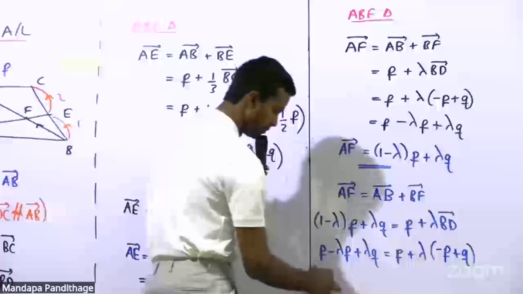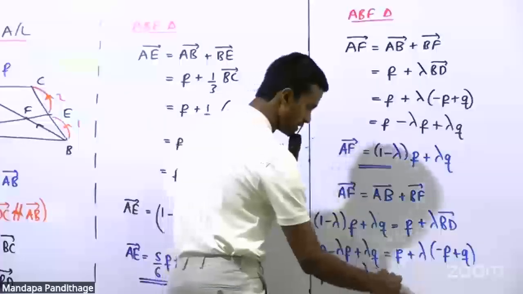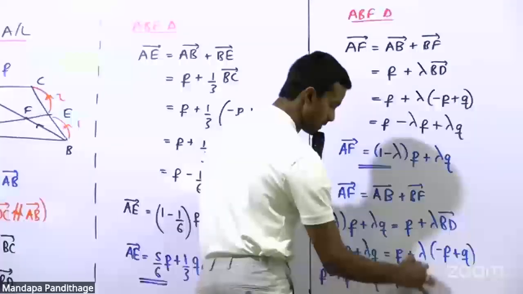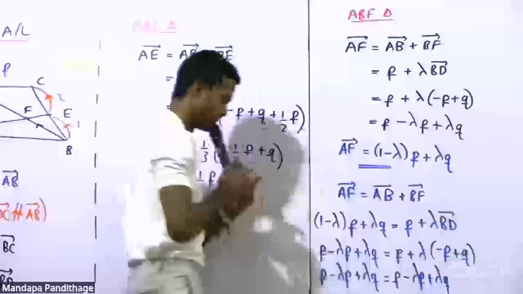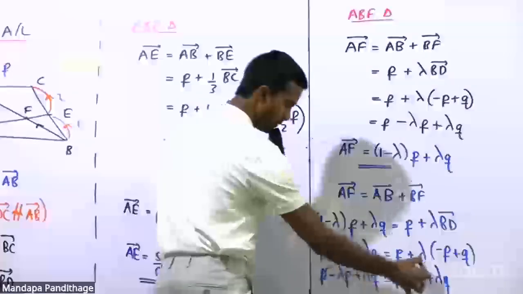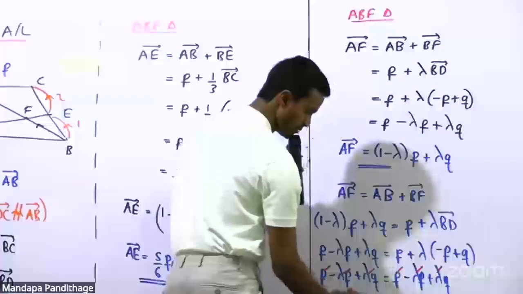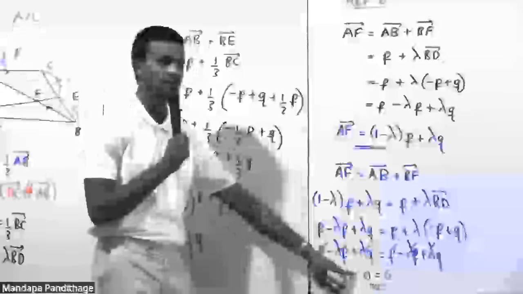Okay, so here you get P minus lambda P plus lambda Q is equal to P minus lambda P plus lambda Q. Which means this cancels off, this cancels off, and this cancels off. You get 0 equals 0. So why did I end up with this result?